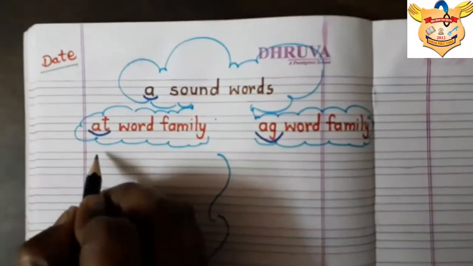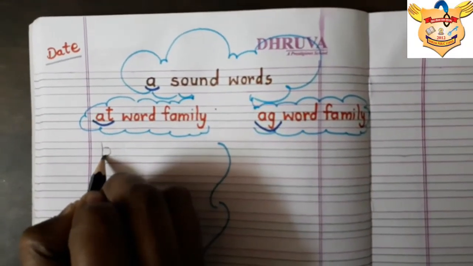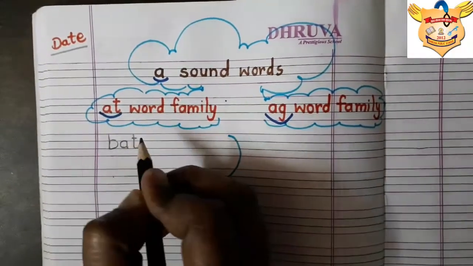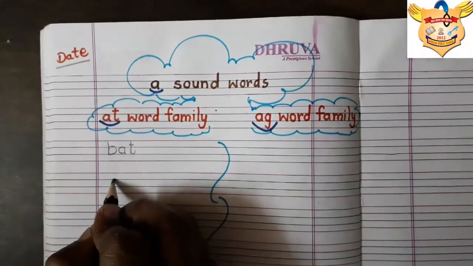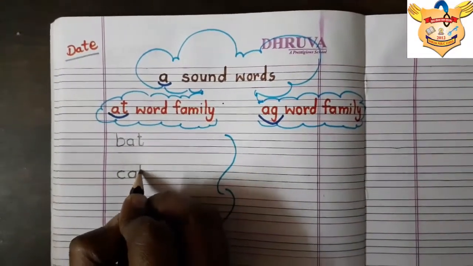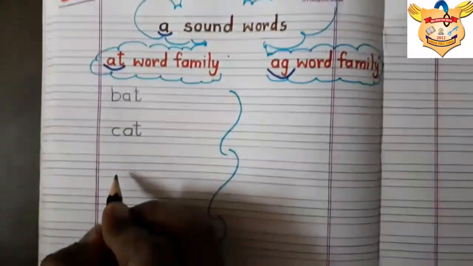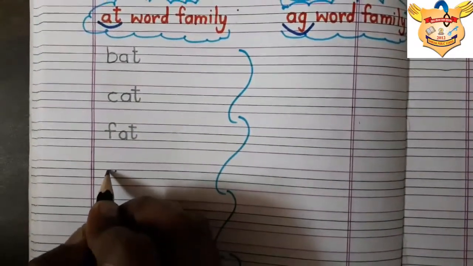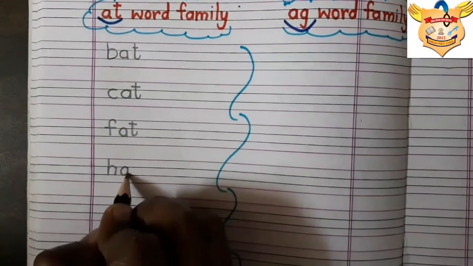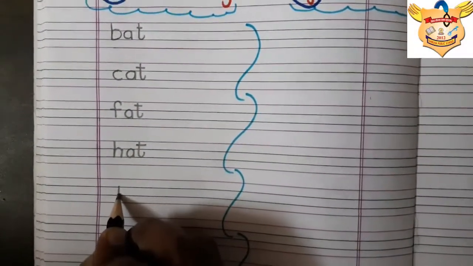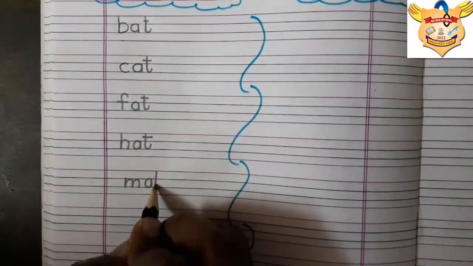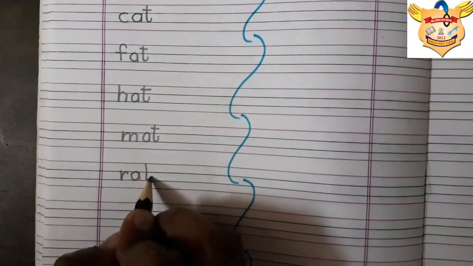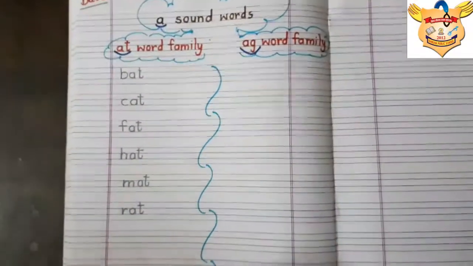Okay? First, B at bat. K at cat. F at fat. H at hat. M at mat. R at rat. This is the at family.